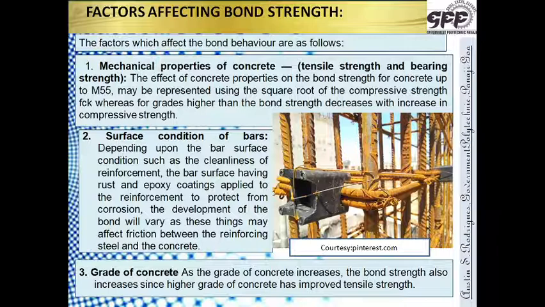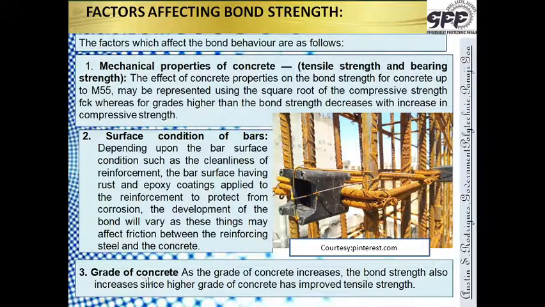The surface condition of the bar, such as cleanliness of the bar, rust, or epoxy coatings, will make the development of bond vary. If the bar is rough, the development of bond will be adequate, it will affect friction, and the friction will be better. But if there is epoxy coating, the bond will be affected because it is more of a lubricated type of coating. Please note one thing, the thickness of the epoxy coating is immaterial. The application of epoxy coating creates this particular property, the surface condition of the bar.